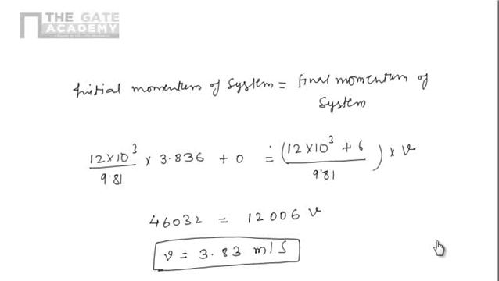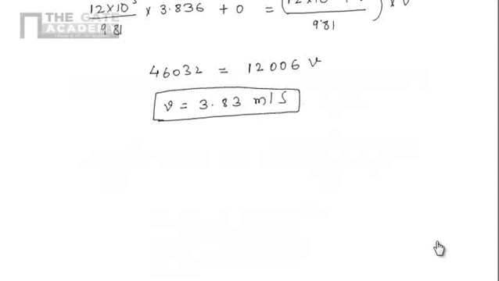So now we have the value of V, 3.83 meter per second. So the hammer and the pile will penetrate with this velocity. Now we are interested in the resistance force of the ground, that is F. So we have to apply the relationship between work and energy.